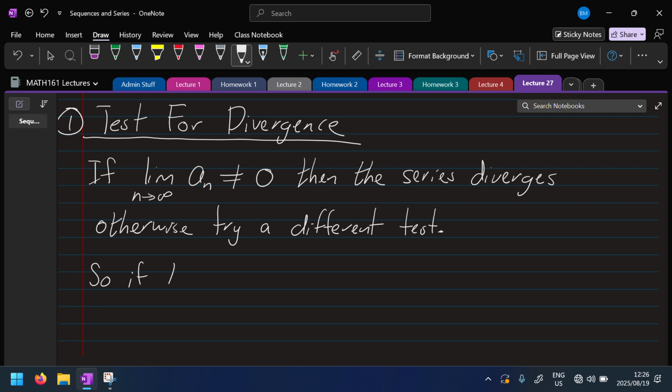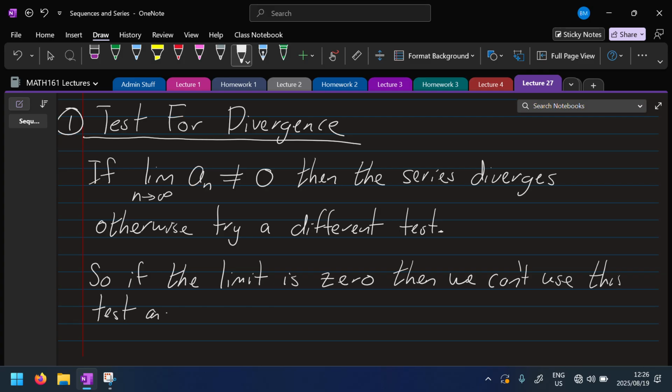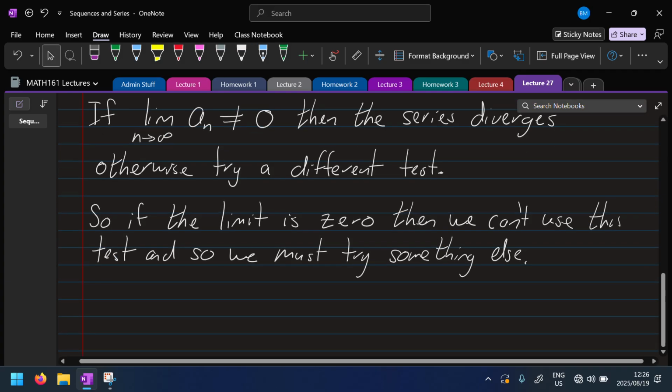So if the limit is 0, then we can't use this test, and so we must try something else. It's just a little thing that you need to keep in mind for this one.